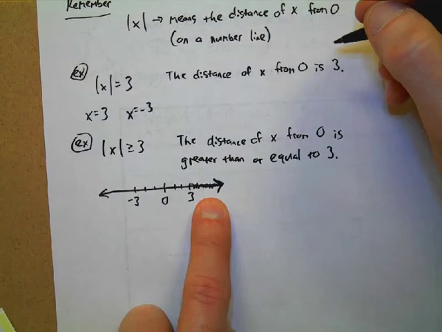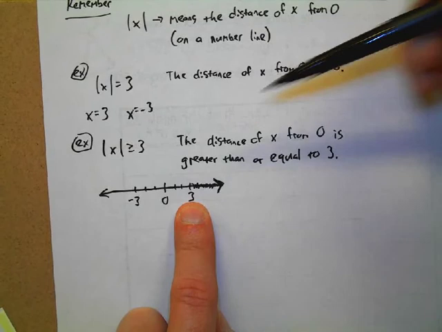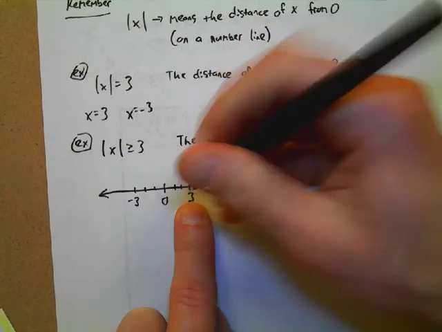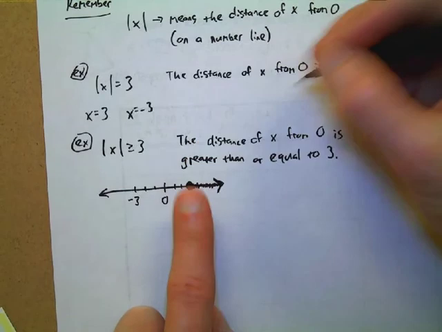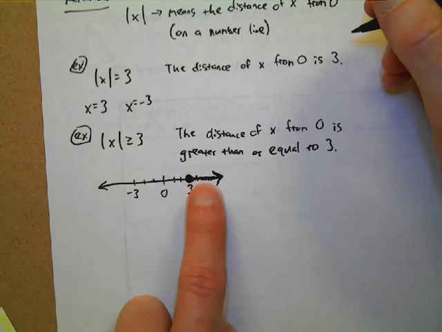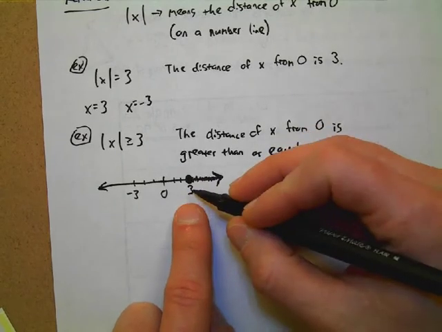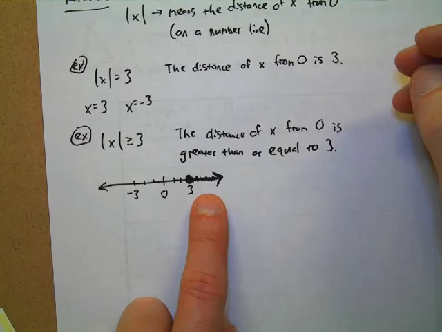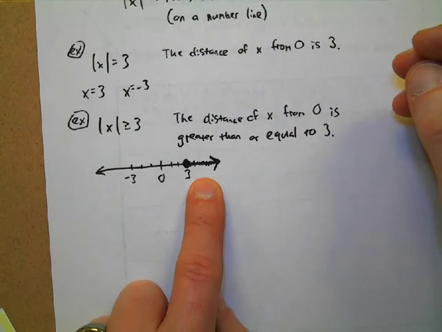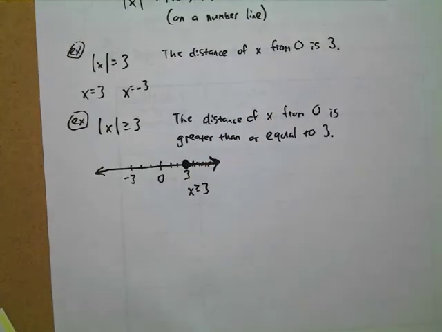Is 3 also a solution here? Yes, because 3 is greater than or equal to 3, so we have the equal to. So we're going to put a big old circle there on the 3 as well. What inequality describes this part of the number line? We start at 3, and we want to be more than or equal to 3. So this part of the number line is x greater than or equal to 3.